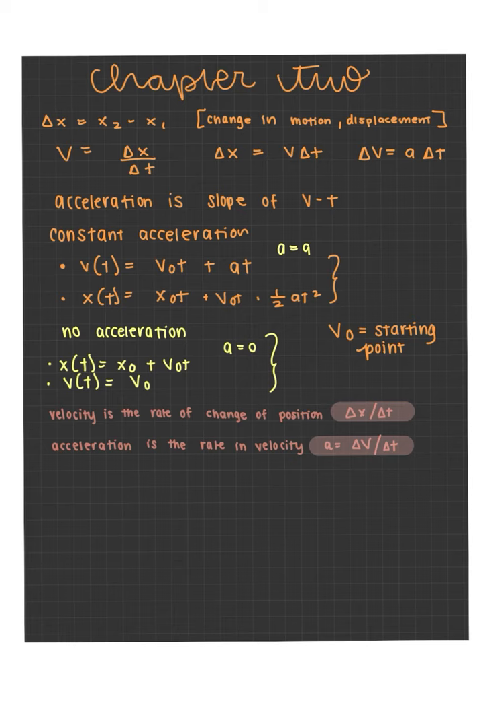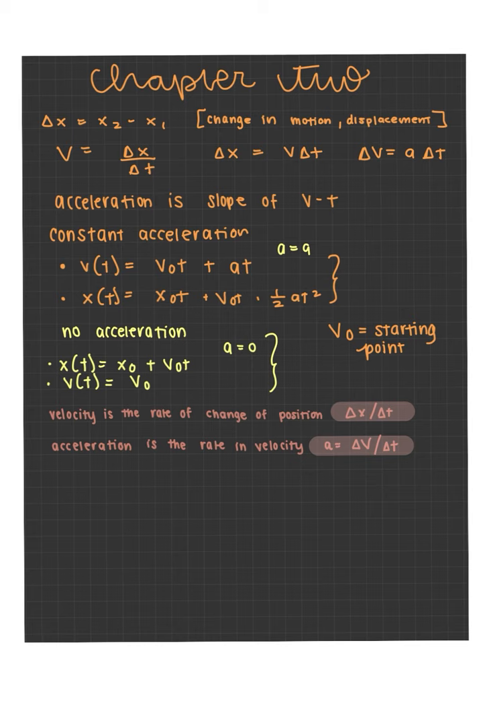So some of the key concepts that we went over in chapter 2 include displacement and velocity and acceleration and how those work in terms of graphs and such. So we're going to start off here with the triangle x, the change in motion, which we consider displacement, so how much an object has moved in time.